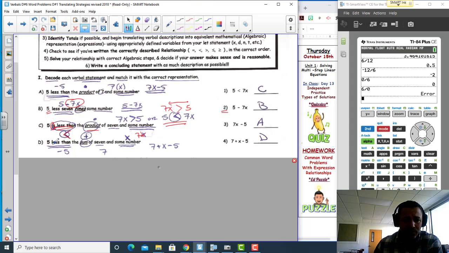And that would mean that when 5 less than, less most often comes last, we're subtracting that away. The sum of 7 and some number is decoded. You've got to add 7 and the number and make that entire relationship 5 less. That would have been choice 4.